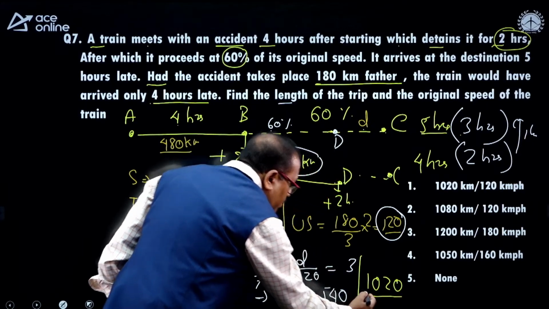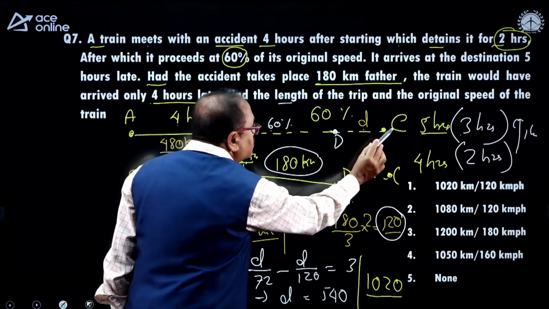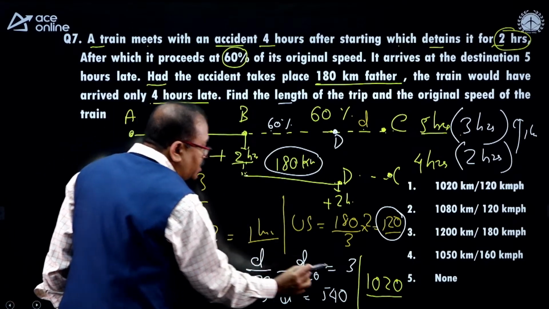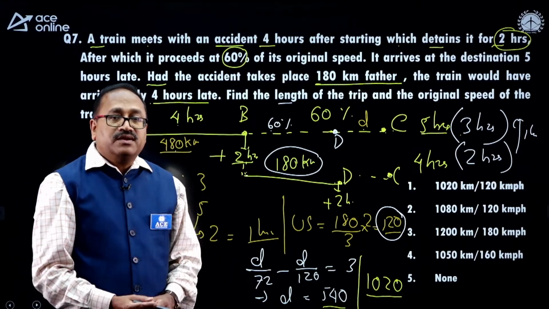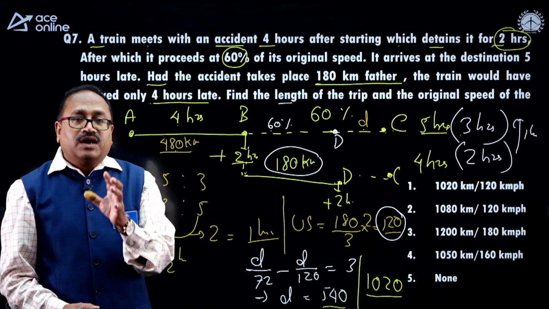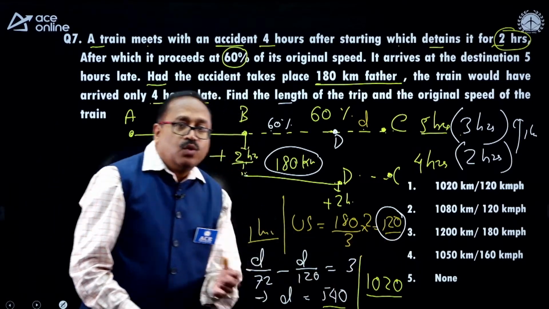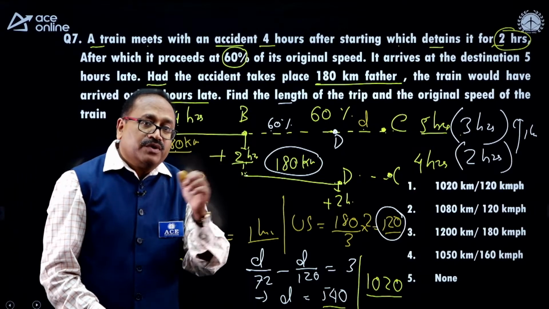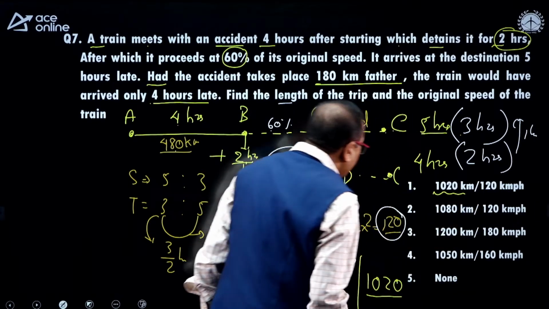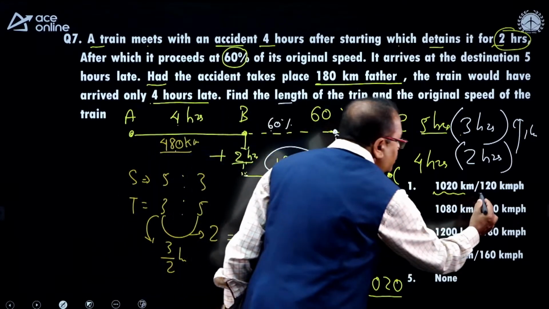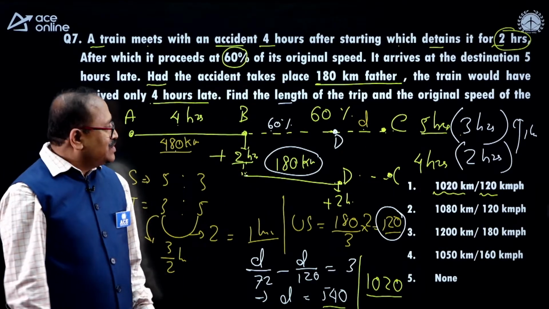What is this 1020? How did I get the 1020? So the distance from A to B plus B to C. A to B is 480 and B to C is 540. The sum comes 1020. Therefore, the answer is 1020 kilometer is the distance and the usual speed is 120 kilometer per hour. Can you notice that 1020? And the usual speed is 120. Can you see that 120?